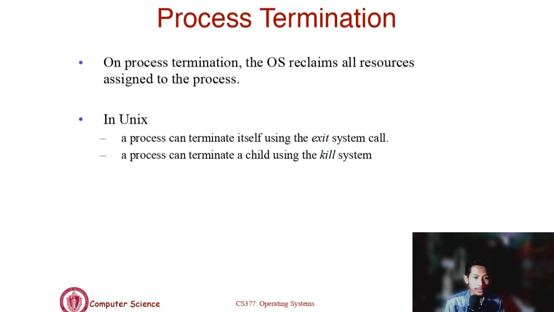And the second is termination of child processes. In Unix-like operating systems, a process can terminate its child processes using the kill system call. This provides a means for parent processes to manage the life cycle of their children and enforce termination when necessary.